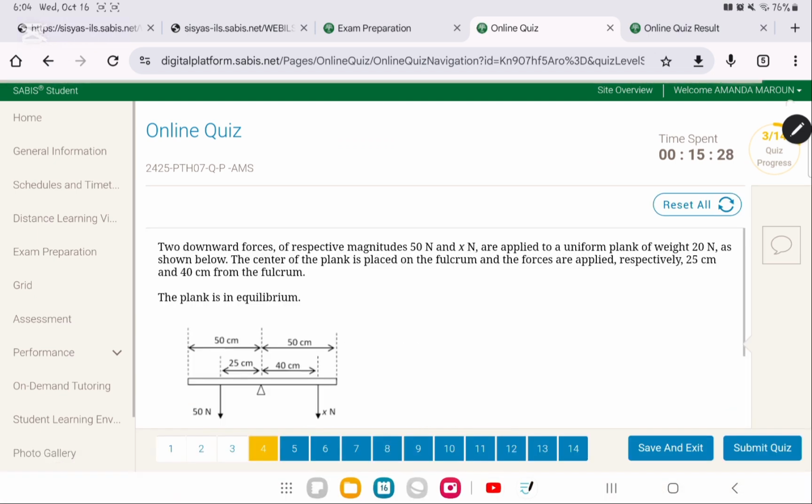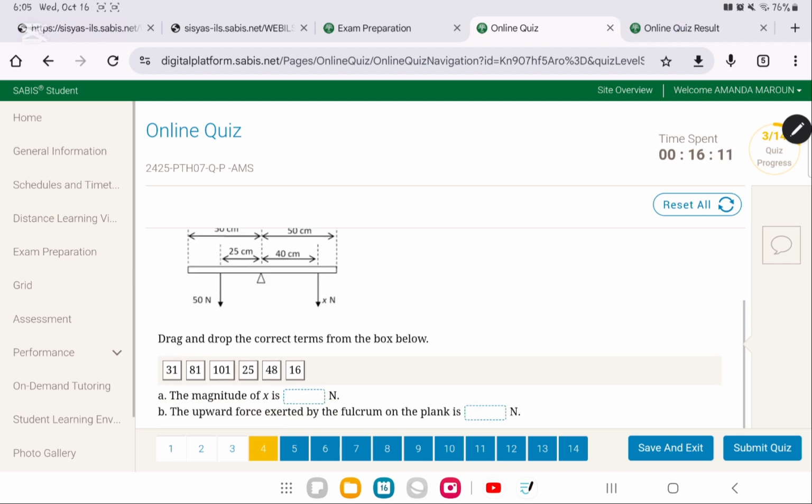Question number 4. Two downward forces of respective magnitudes 50 newtons and x newtons are applied to a uniform plank of weight 20 newtons as shown below. The center of the plank is placed on the fulcrum and the forces are applied respectively 25 centimeters and 40 centimeters from the fulcrum. So keep in mind that the weight of the plank is 20 newtons. Now they're asking us, what is the magnitude of x?